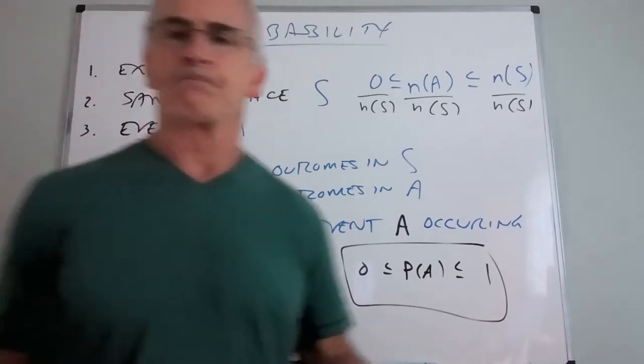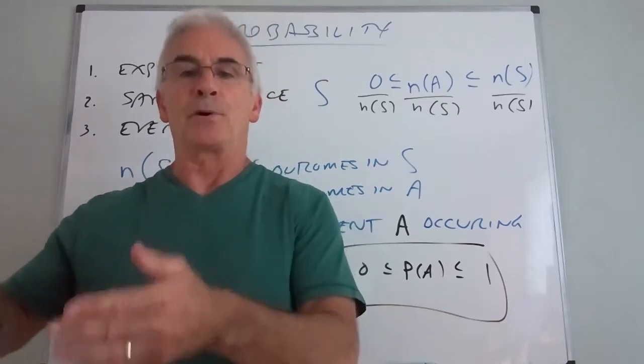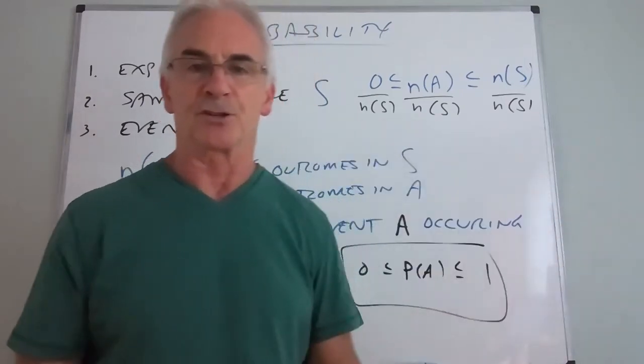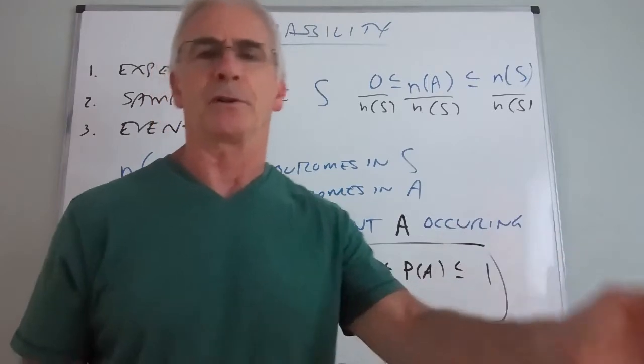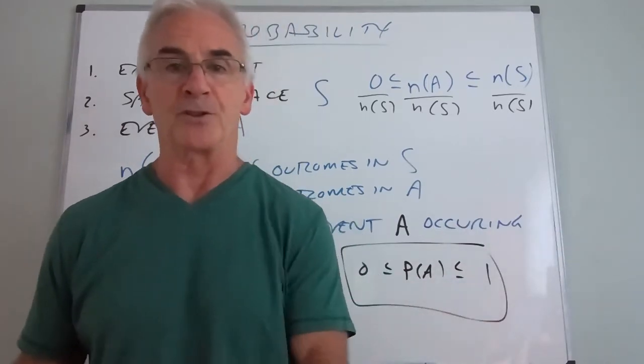Now, if you watch basketball, they'll always give you the percentage of the time the person makes their shots. Like this guy's an 87% free throw shooter, or if you're a baseball player, here's the batting average.